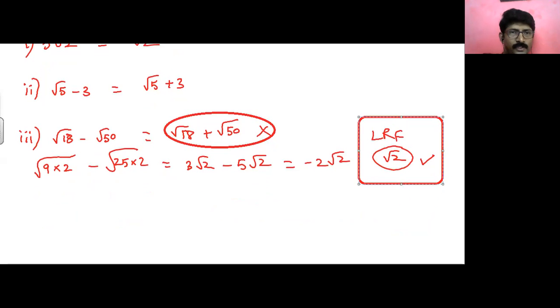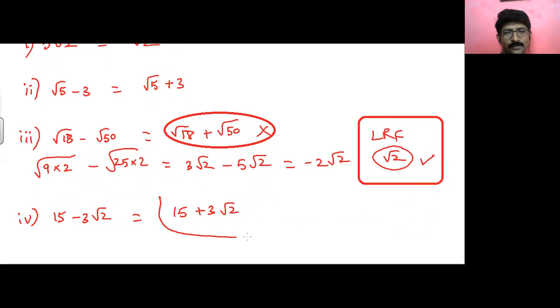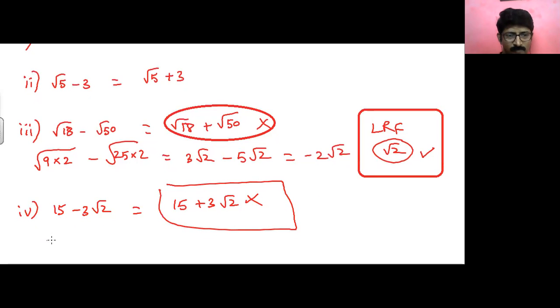Suppose it is 15 minus 3 root 2. Many people will write the answer as 15 plus 3 root 2, but that is again a wrong answer. Why is this wrong, and what is the correct answer? The correct answer is, first you have to simplify, taking out the common factor. So 3 comes out common, giving 5 minus root 2. Therefore, the LRF would be 5 plus root 2. I hope you understood.